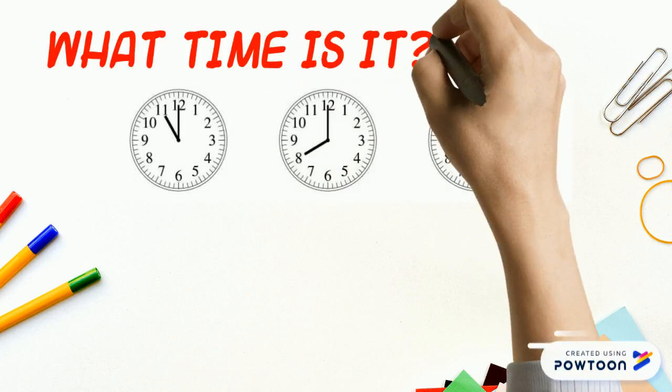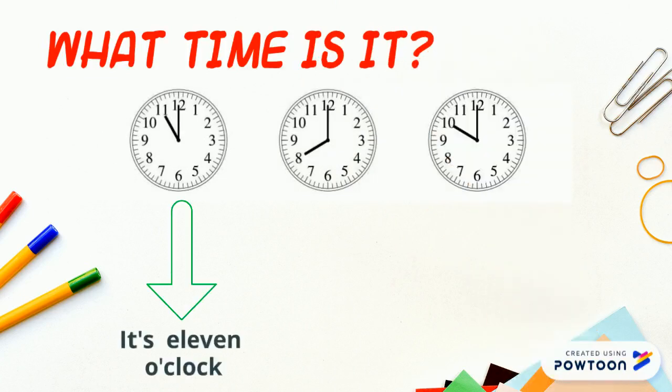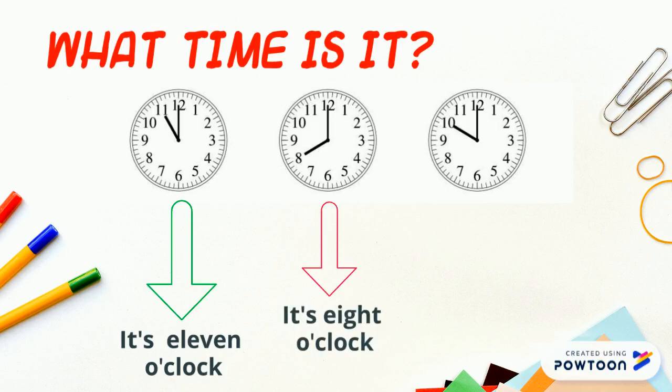What time is it? Number 1. It's 11 o'clock. Number 2. It's 8 o'clock. Number 3. It's 10 o'clock.